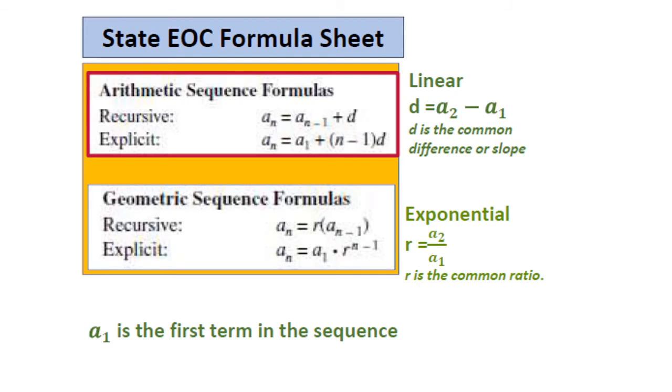For part 2, just a quick refresher, in this unit we're looking at the difference between arithmetic sequences and geometric sequences. Remember that your arithmetic sequence would be a linear function where you have a common difference or a slope. That's when you subtract your terms from one another. Your exponential is geometric, and that's when you have a common ratio. So when you divide your terms, you end up with the same result.